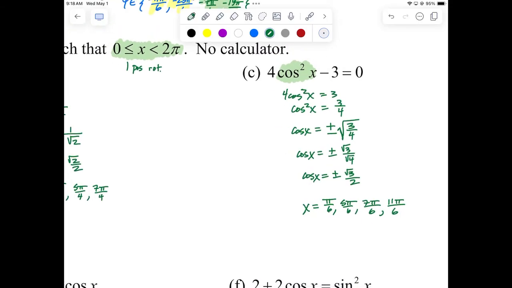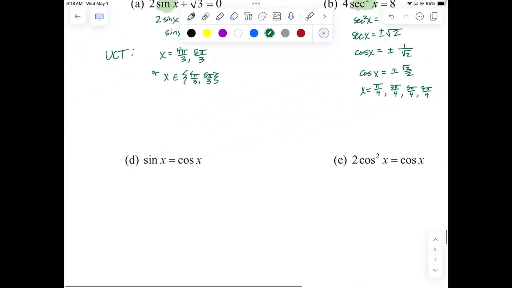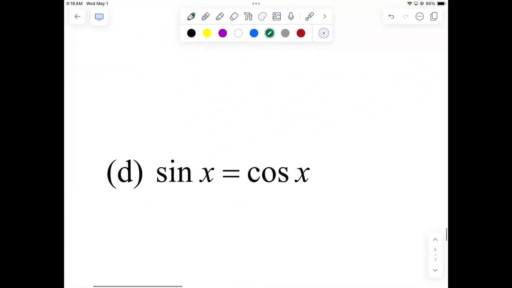Any questions? Rapid fire. We're in rapid fire mode. All right, letter D. Sine of x equals cosine of x. Okay, now I have 2 variable functions. So we might want to bring everything to the other side and set it equal to 0. Now notice if I do that, there are exceptions to every rule. Finding the solutions is a little more nuanced than just following some rigid guidelines.